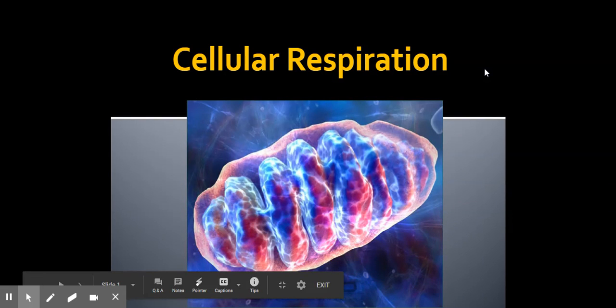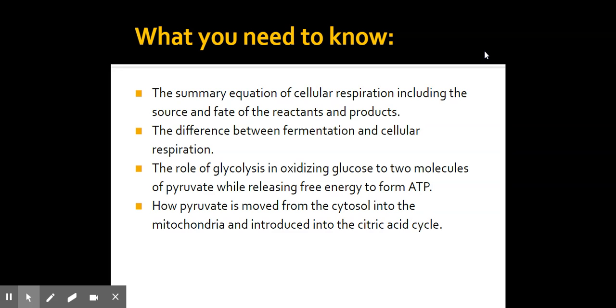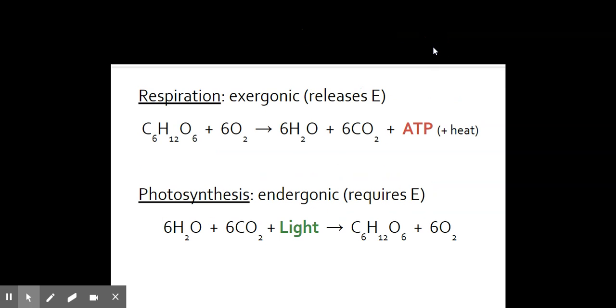Today we're going to be talking about cell respiration. First up are the need-to-knows. So first off, we're going to talk about the summary equation of our cellular respiration, including the source and ultimate fate of the reactants and products, differences between fermentation and cell respiration, the role of glycolysis in oxidizing glucose to 2 molecules of pyruvate while releasing some free energy in the form of our energy molecule, which is ATP, and how that pyruvate is moved from the cytosol into the mitochondria and introduced to our second phase, the citric acid cycle.